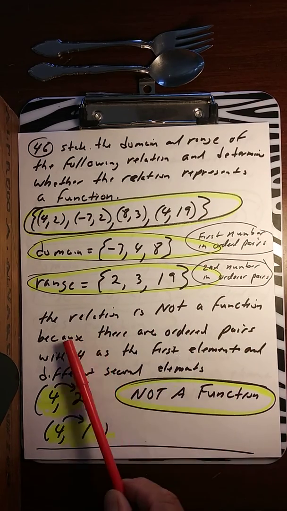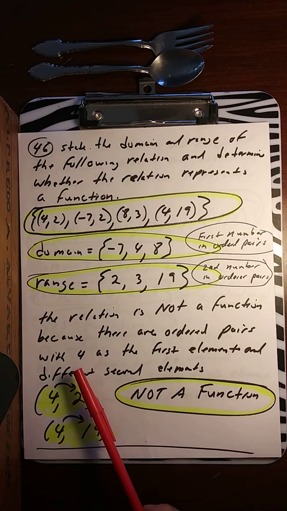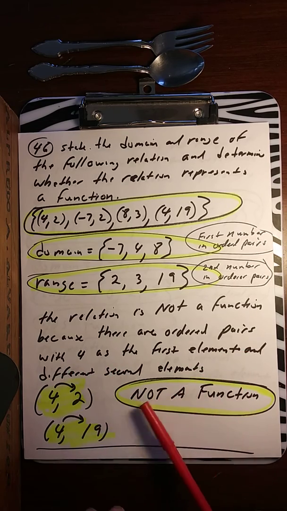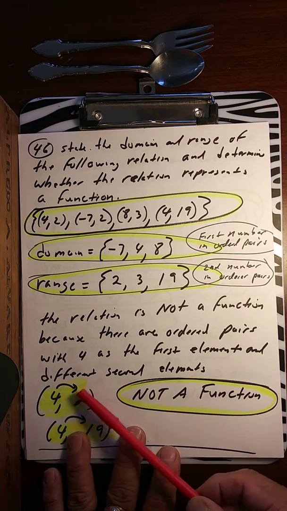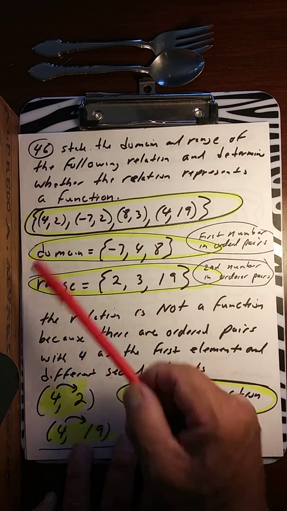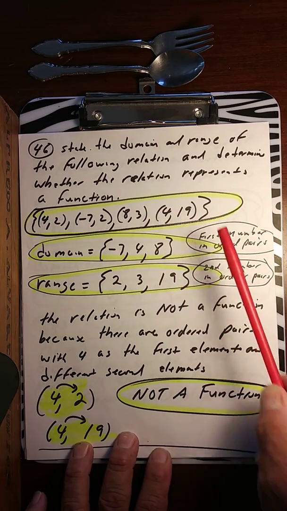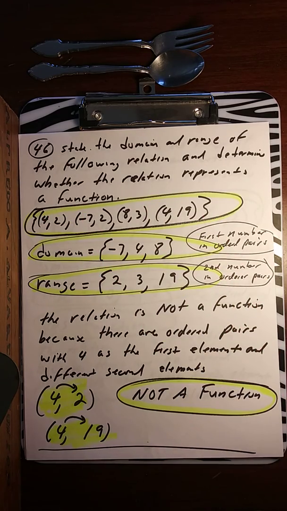The relation is not a function because there are ordered pairs with 4 as the first element and they have different second numbers. In other words, 4 goes to 2. Also, 4 goes to 19. So it's not a function.